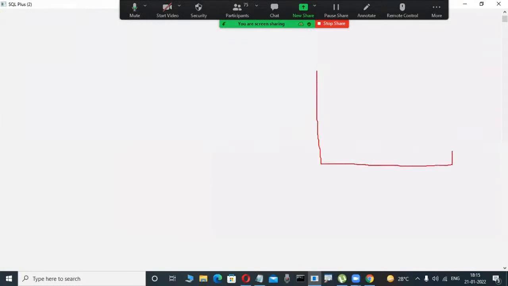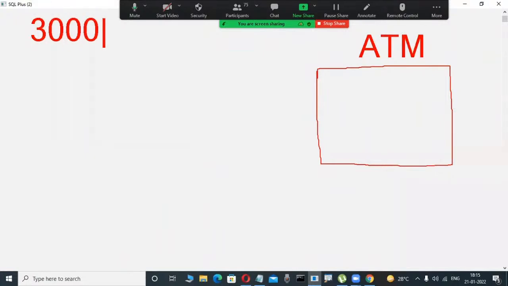This is an ATM machine, for example. I'm telling one scenario. Now check it out. This is an ATM machine. What is my balance in my account? 3,000 is the balance. Maybe my balance is 3,000, for example. Today, I decided to withdraw some amount, for example.